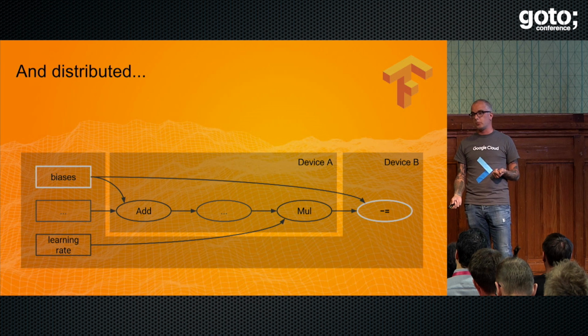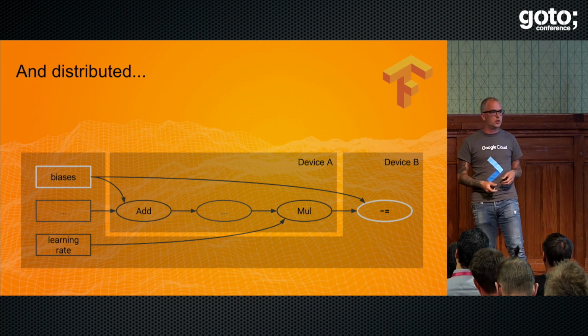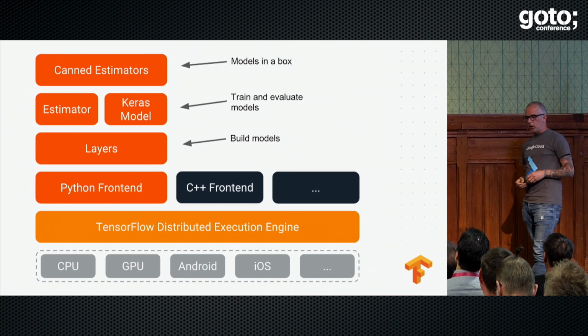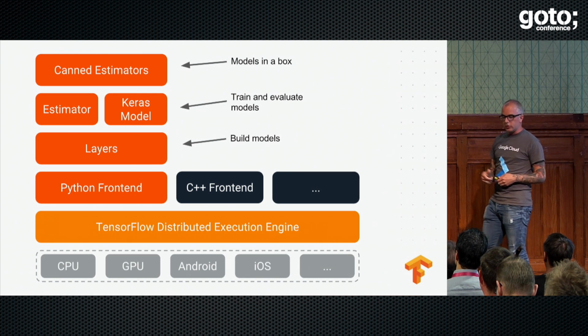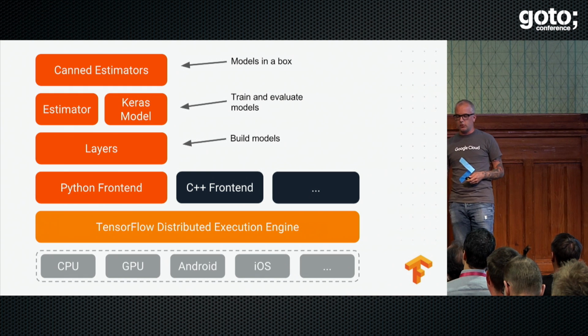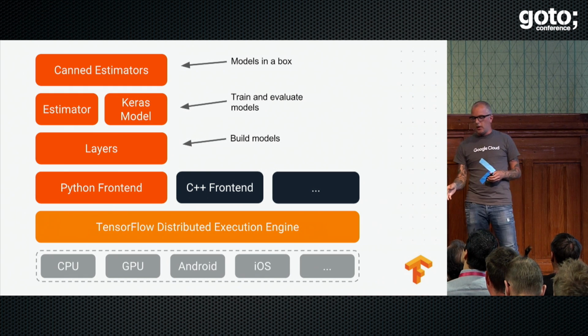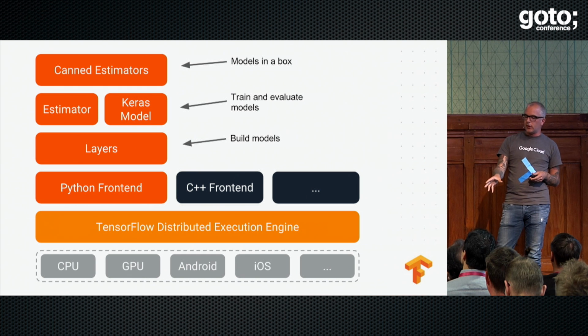TensorFlow is written in C++. We have APIs in C++ and Python, and Python is obviously the most popular one. This shows you the architecture of how we actually use TensorFlow. The part in orange is what we just looked at, and we're going to concentrate now on the Python front end.